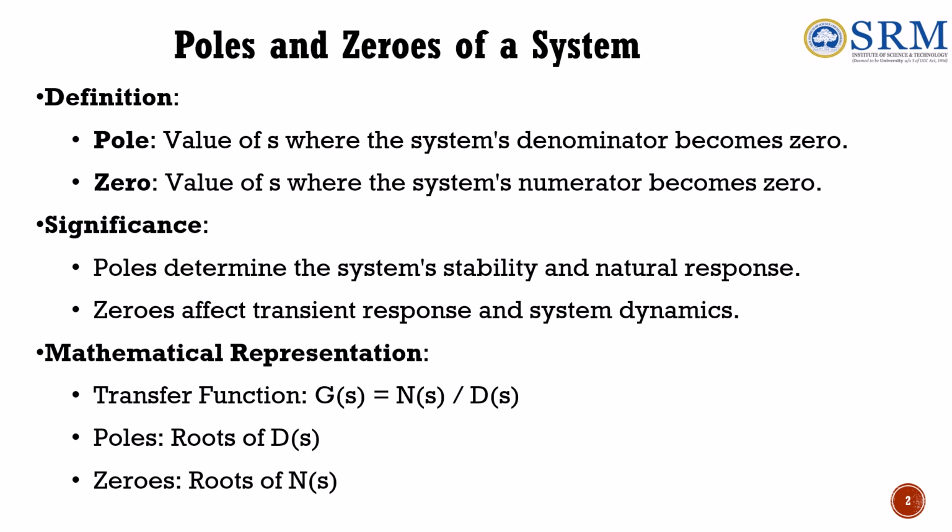Poles and zeros of a system. Poles are the points where the denominator of G(s), that is the transfer function, is 0. They determine the system stability and natural response. Zeros are the points where the numerator of G(s) is 0. They influence how the system responds to inputs, or the transient behavior of the system. If the transfer function G(s) equals N(s) by D(s), then poles are the roots of D(s) and zeros are the roots of N(s).